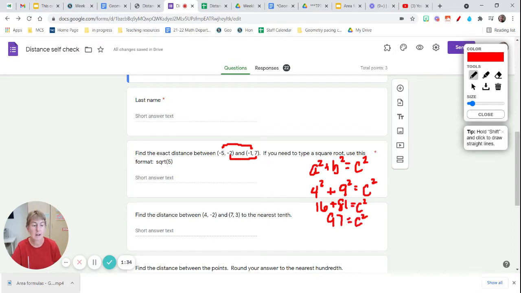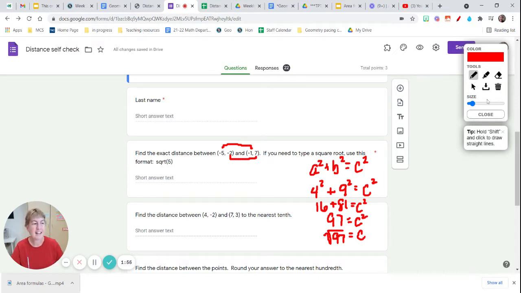So to take care of that and make it just c or d or whatever you called it, we have to do the square root. So the correct answer for that one is square root of 97. I know it was a little tricky to type it out. That's why I gave instructions on that. You won't have that problem on the real thing.